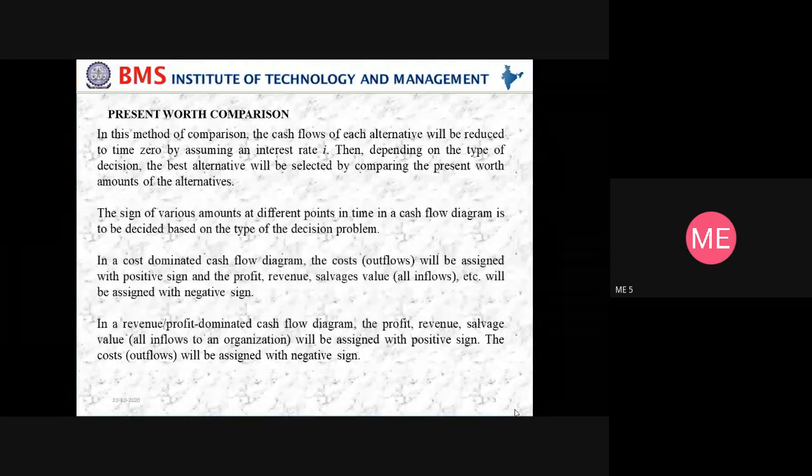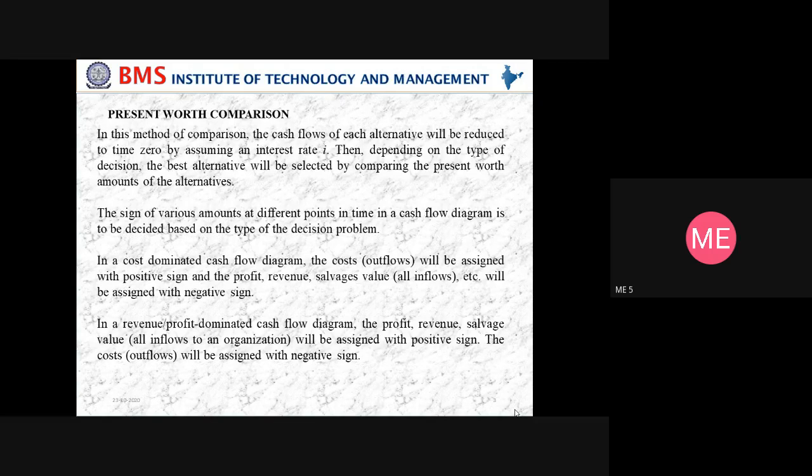Depending on the type of decision, the best alternative will be selected by comparing the present worth amounts of the alternatives. For example, there are two alternatives, alternative one and alternative two. How are we going to choose the best? We calculate the present worth for alternative one and for alternative two. If we are looking at cost, the alternative showing the minimum present worth will be chosen as the best alternative.